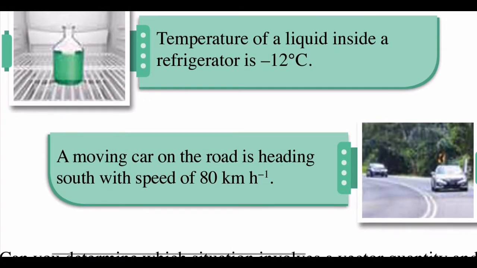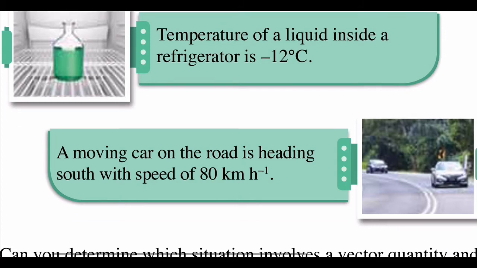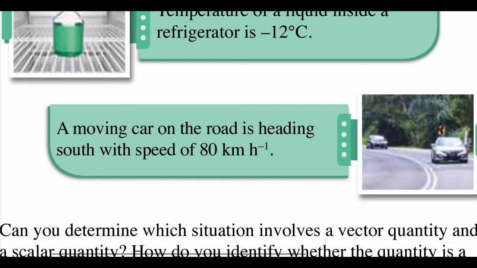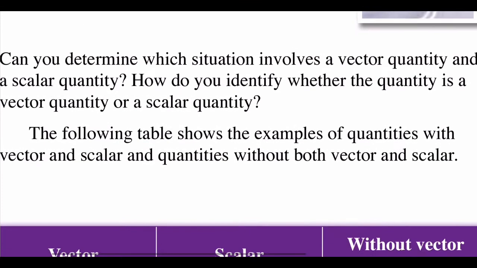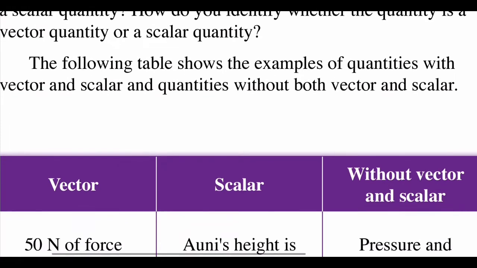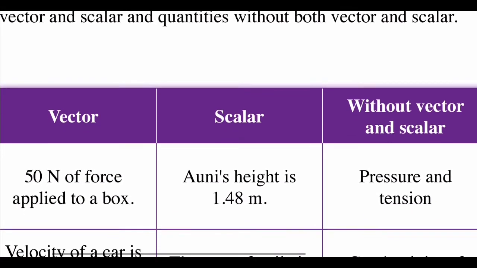Okay, you have a refrigerator and the temperature of a liquid. There's a bottle of liquid. The temperature of the liquid is negative 12 degrees Celsius. So is this a vector or scalar quantity? Please tell me. A moving car on the road is heading to the south with a speed of 80 km per hour. So can you determine whether they are vector quantity or scalar quantity?